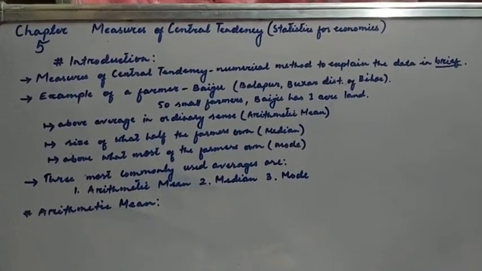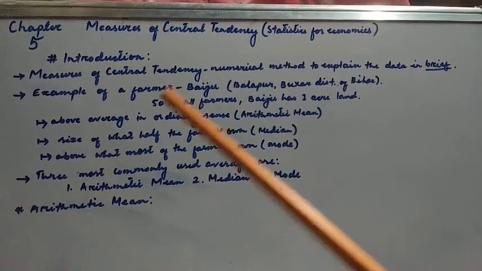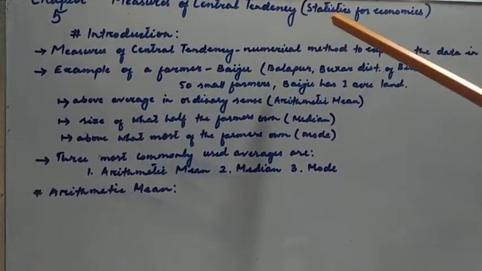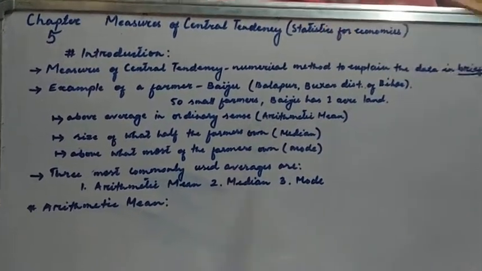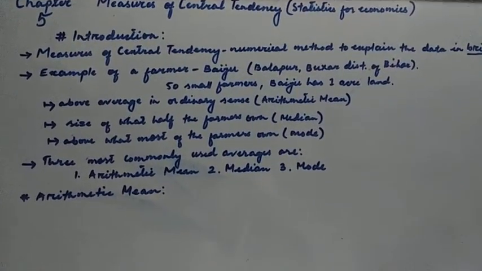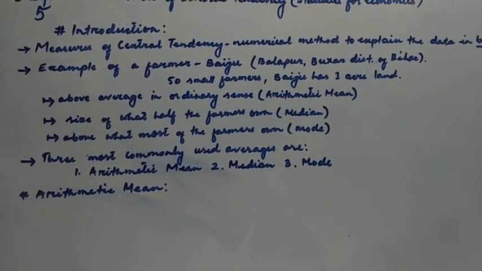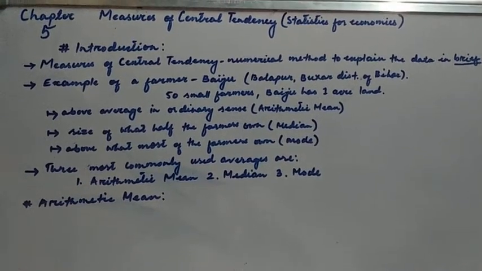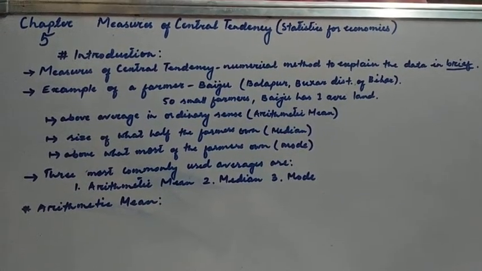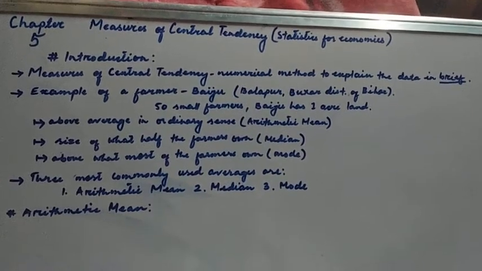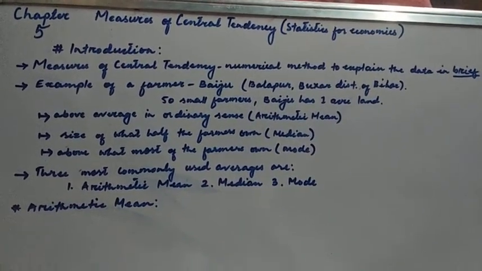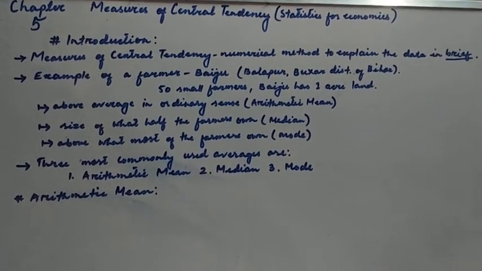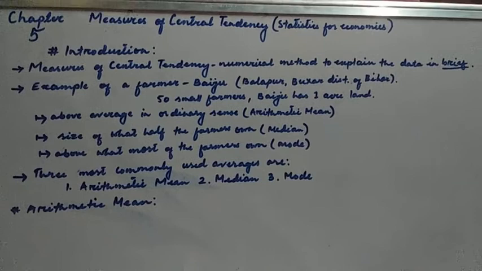Chapter number 5, Measures of Central Tendency, Statistics for Economics. So in chapter 4, we have read about the tabular and graphic representation of data. How data is represented with the help of graph, table, and all those. So in this chapter number 5, you will study how the data are represented through the measures of central tendency.